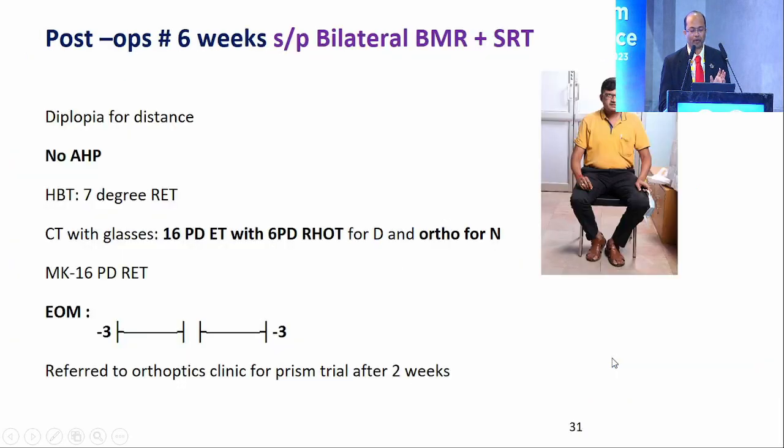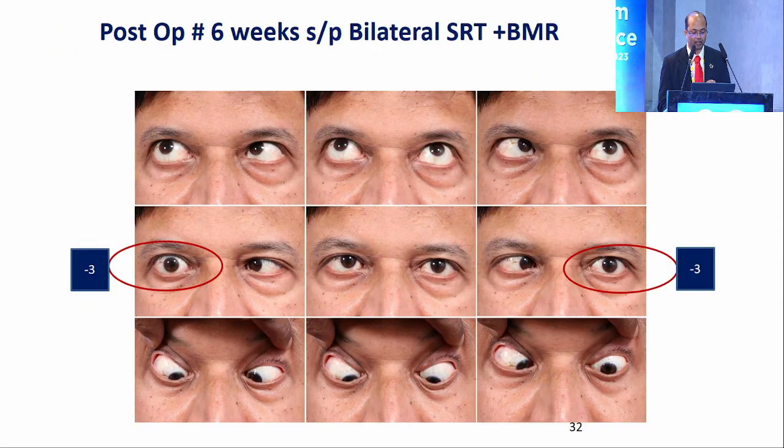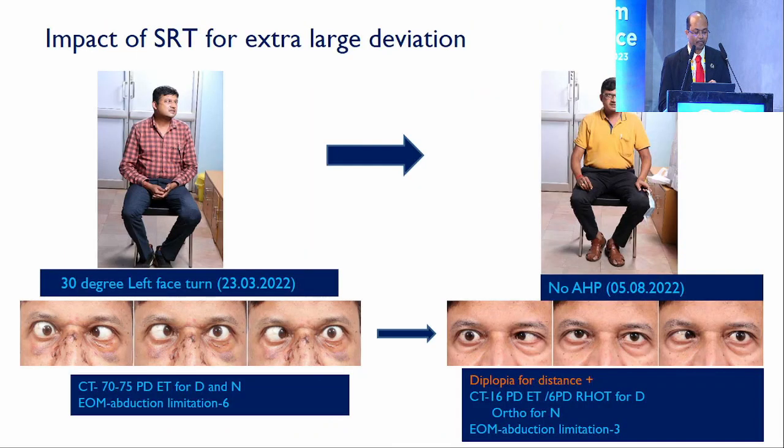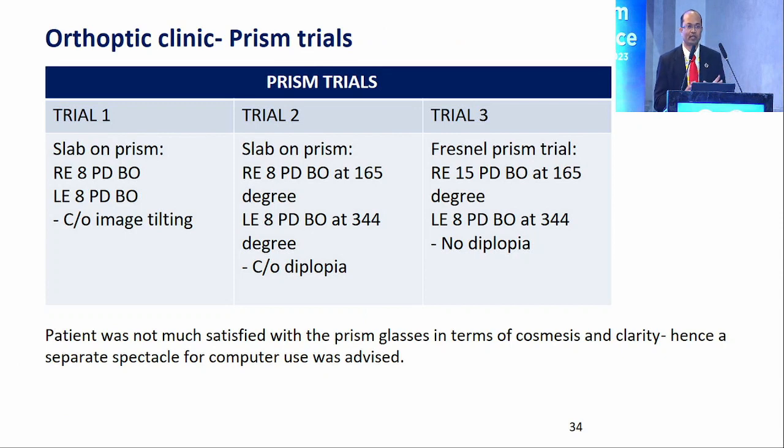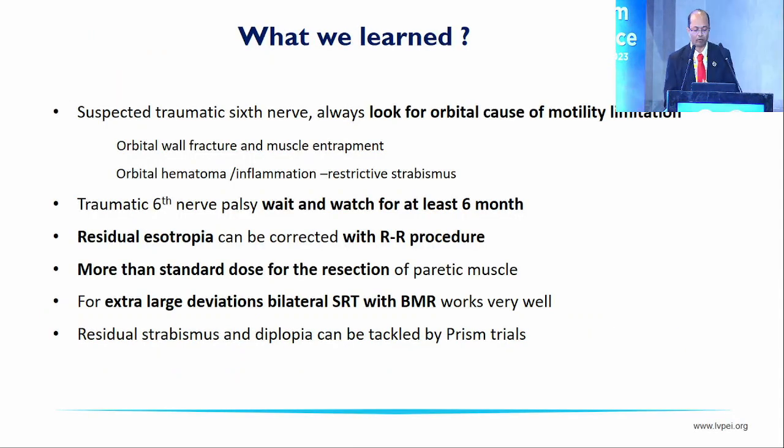You can see postoperatively his AHP has completely gone. There was a tremendous improvement in the amount of deviation in primary gaze and motility from -6 to -3, as you can appreciate here. So definitely, SRT is a very effective procedure, although it takes a little more time to show its effect, at least 3 months. Despite that, this patient had diplopia, so we tried to manage by doing prism trials and sometimes a slab-off prism or by giving Fresnel's prism. That's how you can manage this particular group of patients.